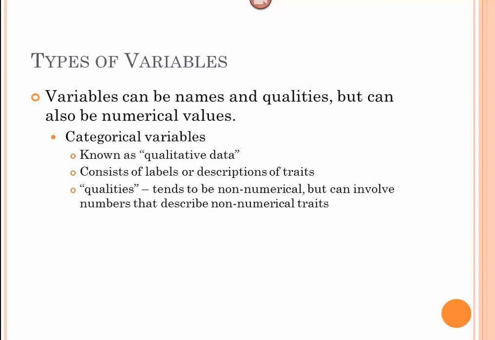Those qualities that we're measuring, qualitative data, tend to be non-numerical, but a lot of times they can actually involve numbers that are describing those non-numerical traits. A great example would be, if we're measuring people's living location, a zip code would be a non-numerical variable. So it would be categorical.